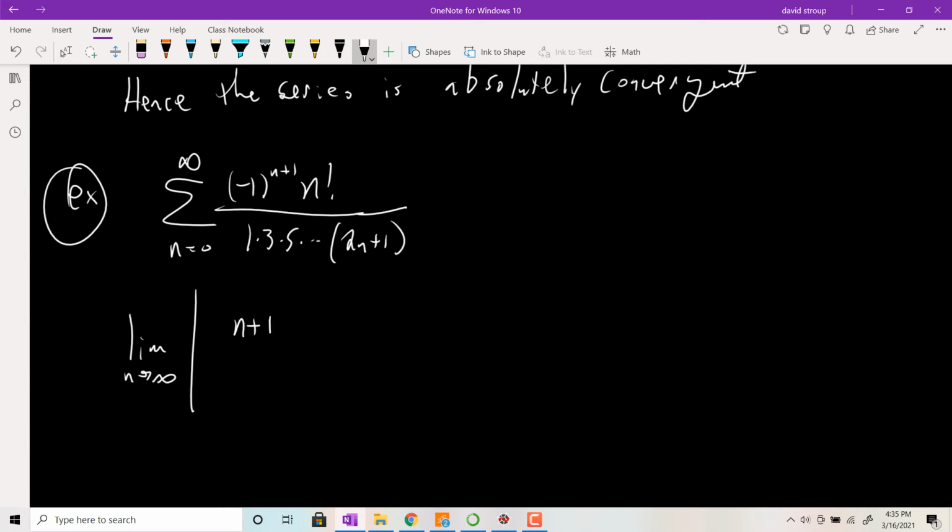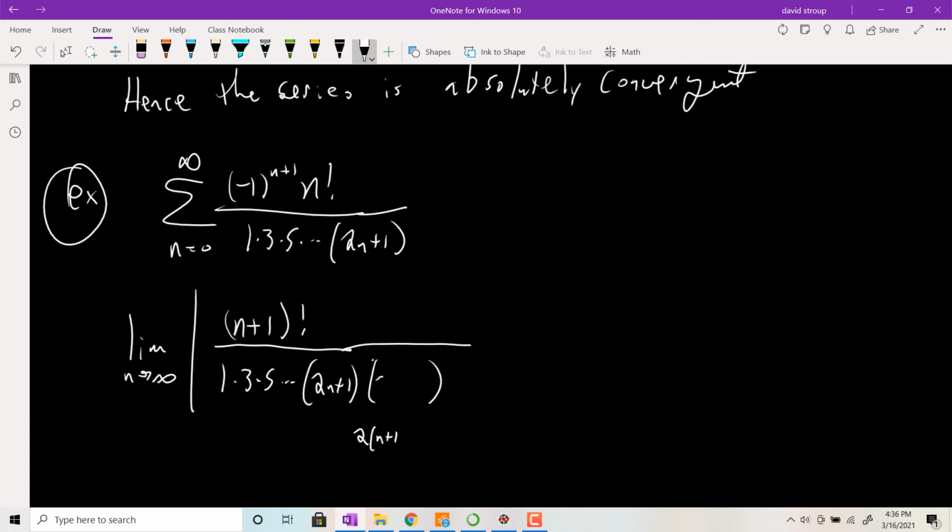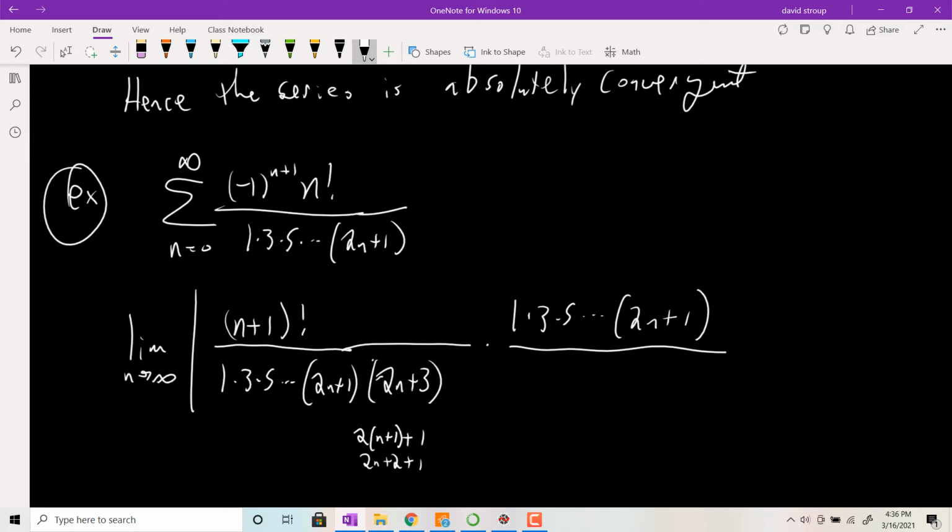So we're just left with n plus 1 factorial all over 1 times 3 times 5 dot dot dot all the way up to 2n plus 1, and then the last one will be replace n with n plus 1. You get 2 times n plus 1 plus 1, which will be 2n plus 2 plus 1, which will be 2n plus 3. Okay. And then multiply by the reciprocal of the original expression, so that would be 1 times 3 times 5, dot dot dot, all the way up to 2n plus 1, all over n factorial.